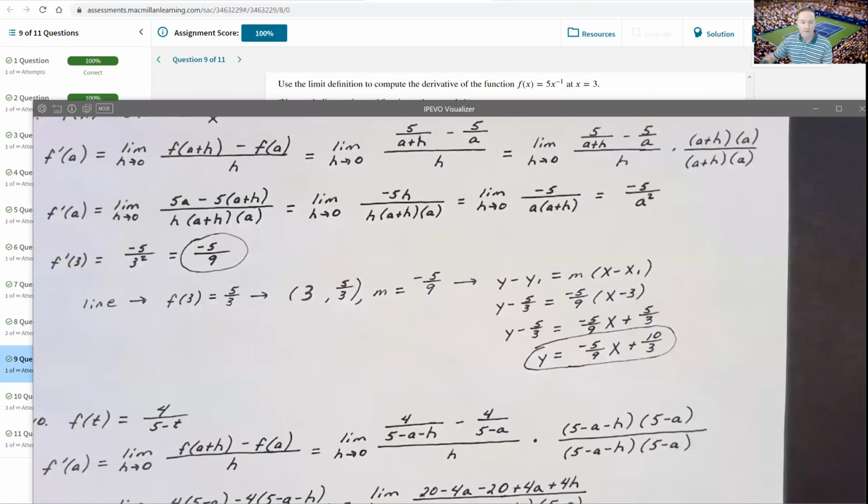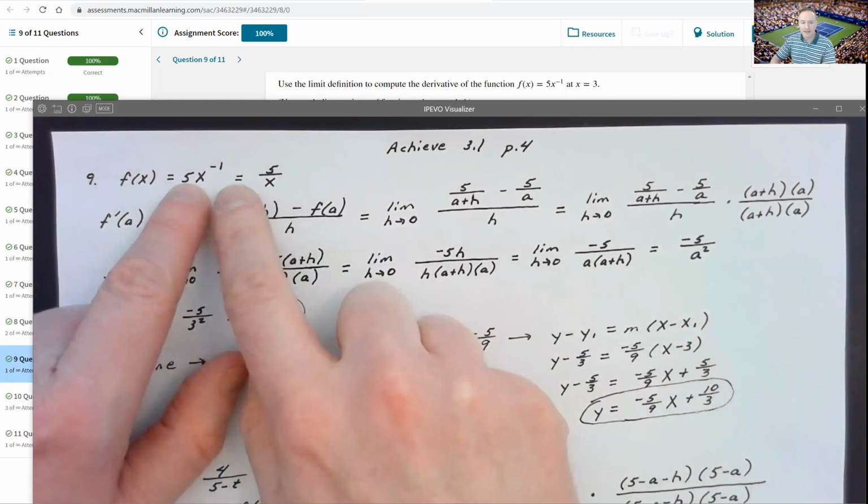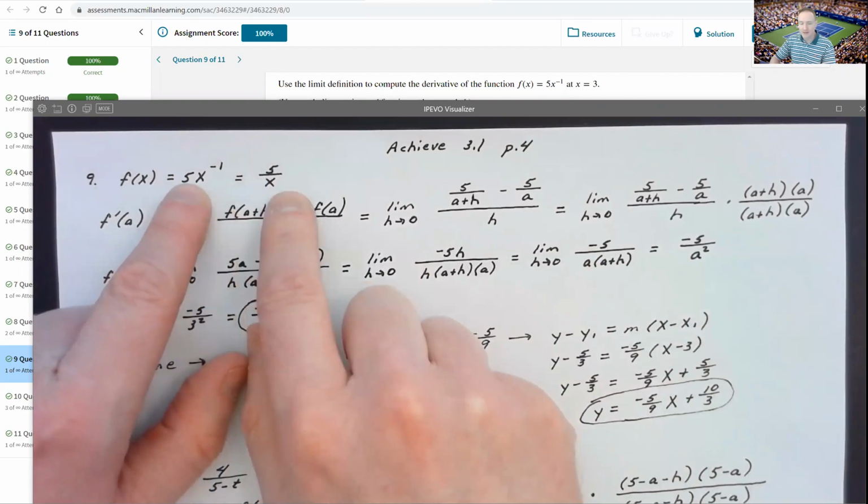Okay, so here's what I did for that one. First thing I did is I wanted to recognize 5x to the negative 1. That's the same thing as 5 over x. This is a rational function.